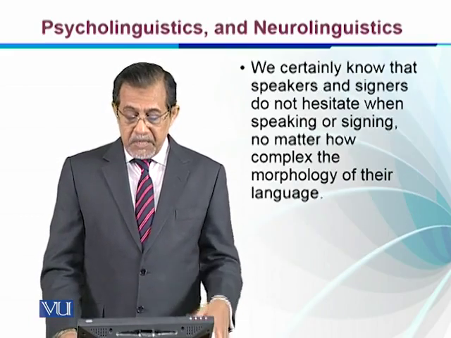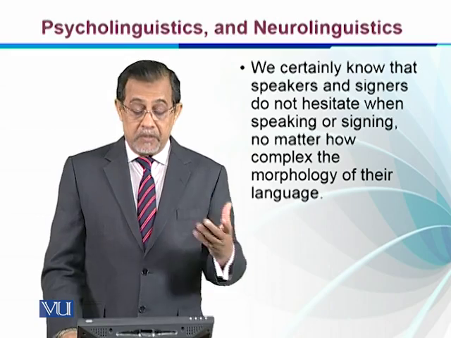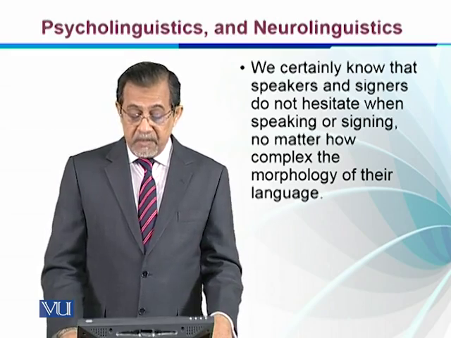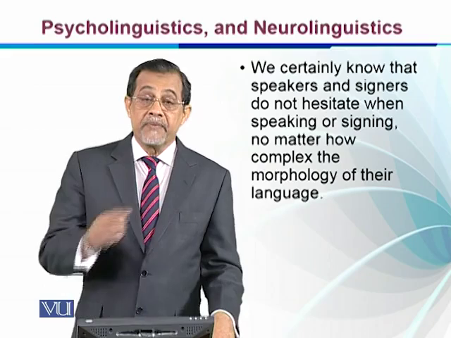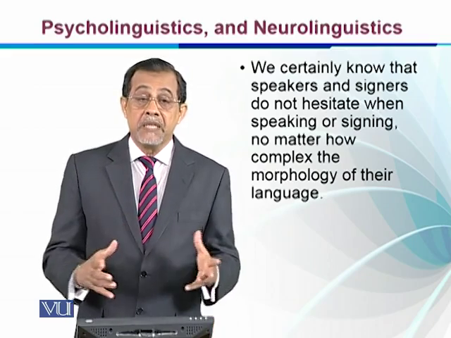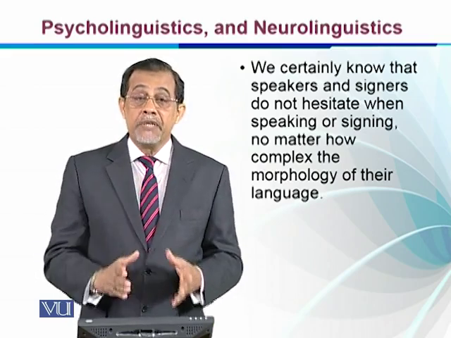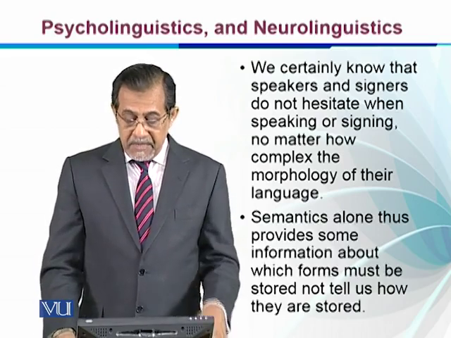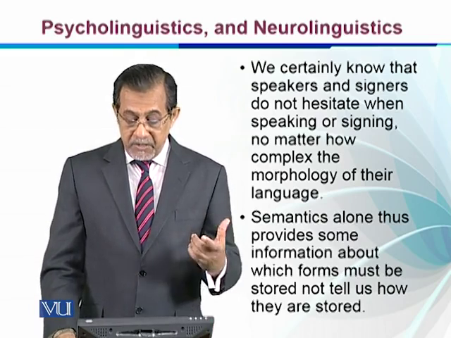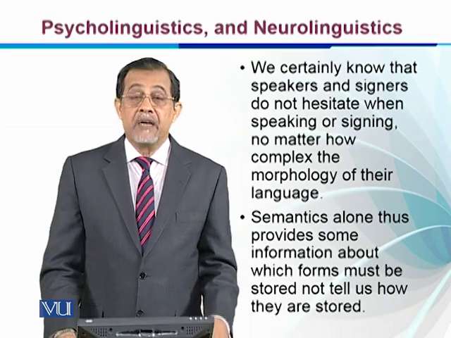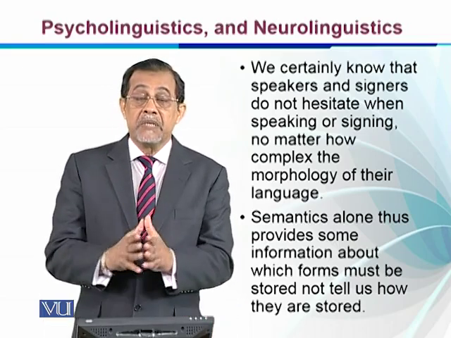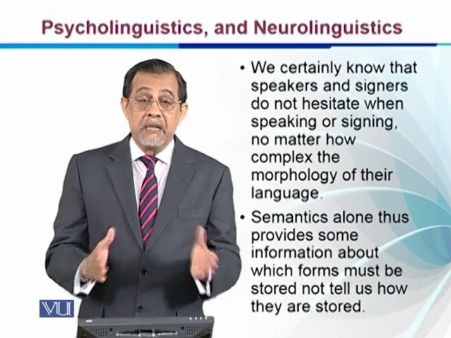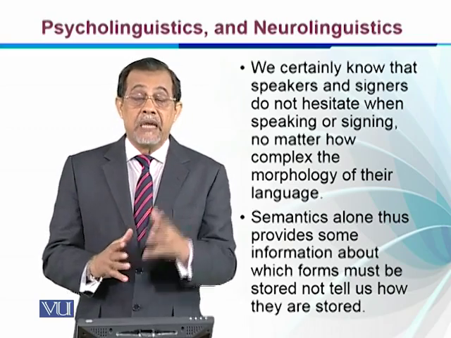We certainly know that speakers and signers do not hesitate when speaking or signing, no matter how complex the morphology of their language. When we are speaking or writing, we do so without any break. There is a flow of words that comes to us when we are speaking or writing. Semantics alone thus provides some information about which forms must be stored, but does not tell us how they are stored. So semantics tells us which word form needs to be stored, because that has to be used in syntax. But how it is stored is not the realm of semantics.